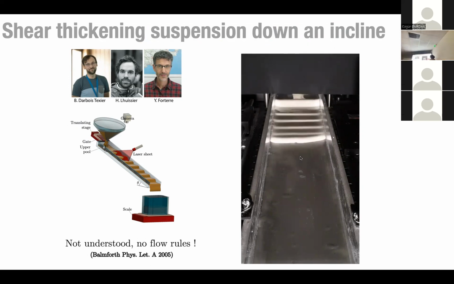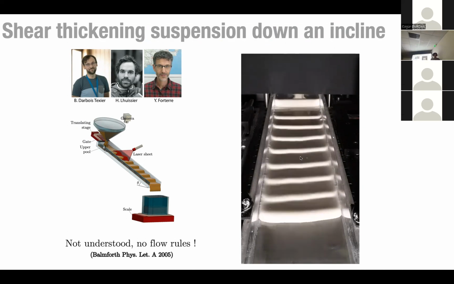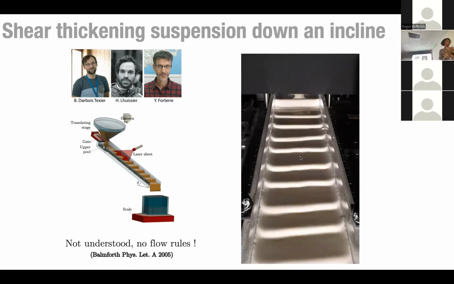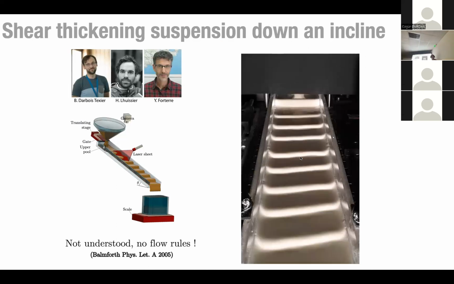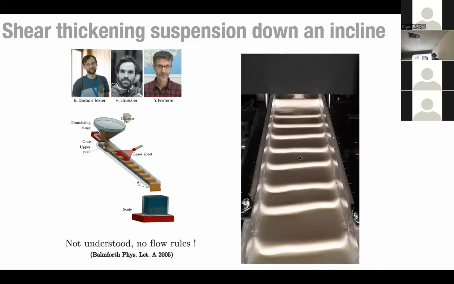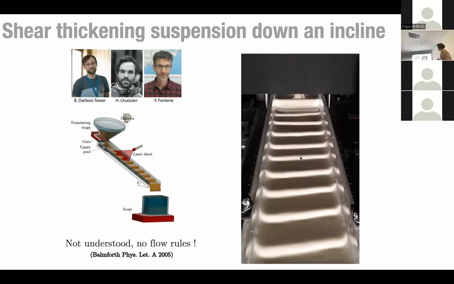So you see the suspension flow slowly down the plane, and spontaneously you get emergence of very regular waves, which are long wavelengths, about 10 centimeters, while the layer is less than 1 centimeter. These waves were observed before, in 2005, before the frictional transition model, but they could not understand at all the origin of these waves because there were no flow rules to explain them.